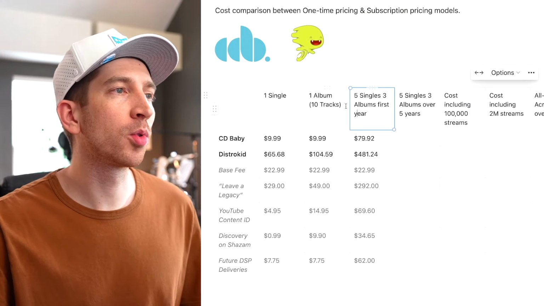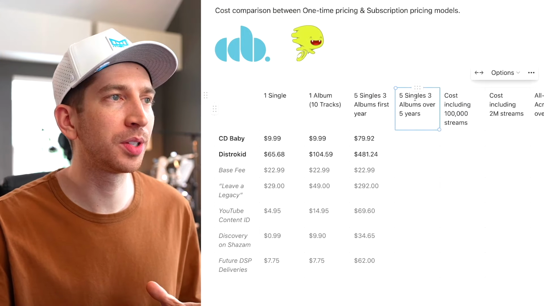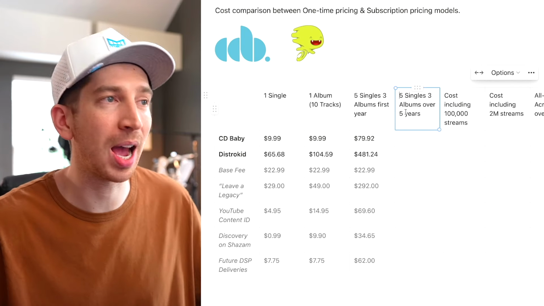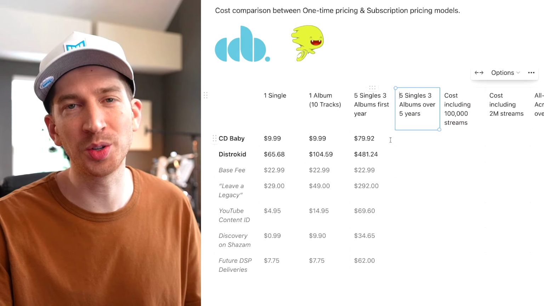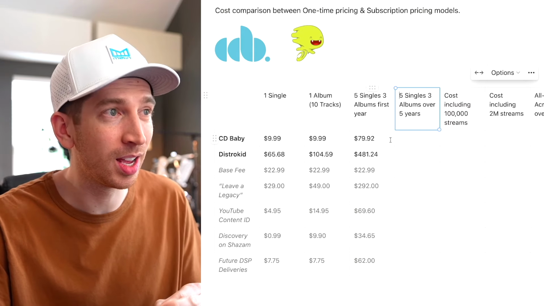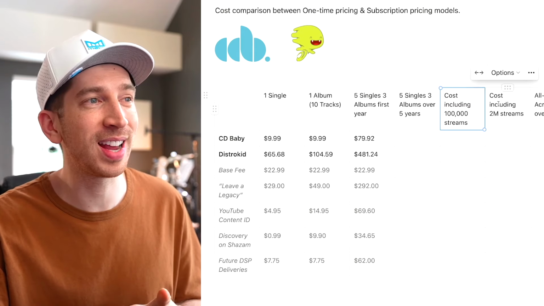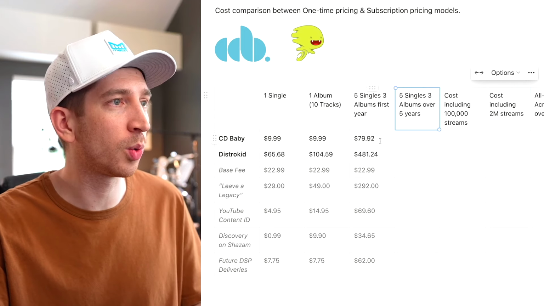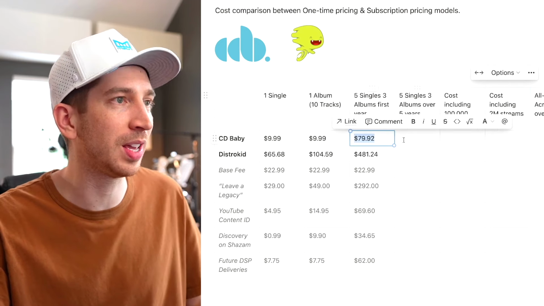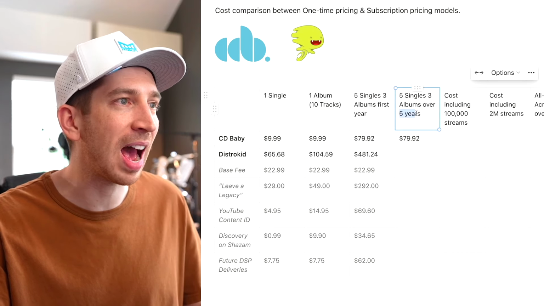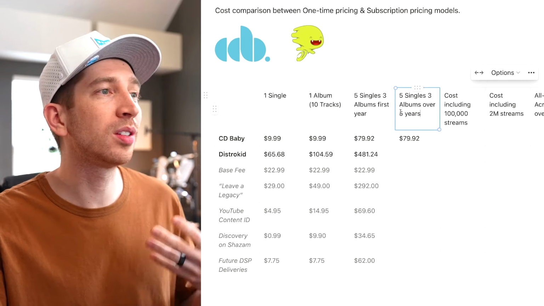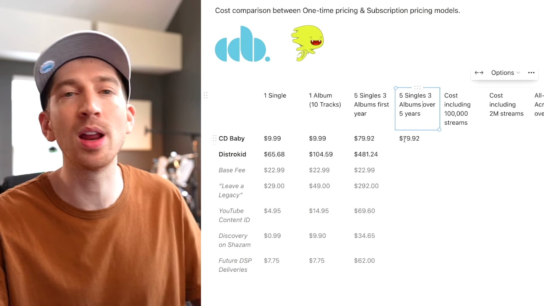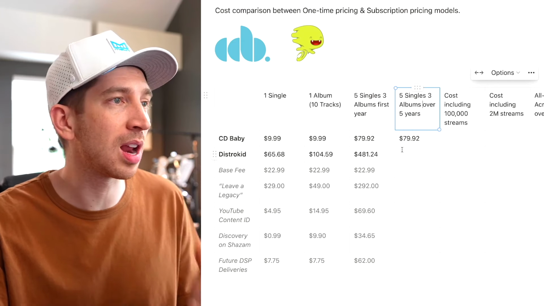Okay, in the next column, we're gonna look at our same 5 singles and 3 albums, but over 5 years of time, right? Time has passed now, and this is where Distrokid is really gonna take a hit, but it's going to recover in the next 2 columns to be fair to Distrokid. So let's go through this really quick. We know that CD Baby being a flat fee is not going to change even after 5 years. So this is 5 years of earning royalties, and yes, CD Baby is going to take a commission, but as far as fees are concerned, nothing changes.